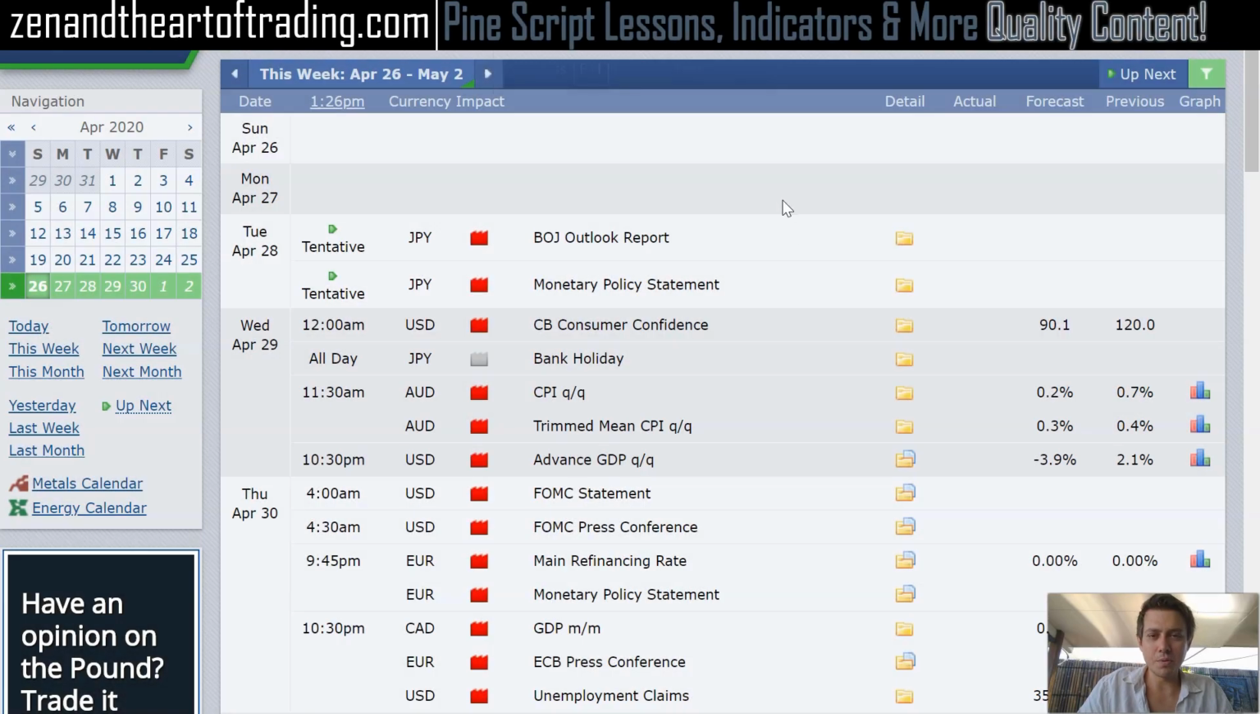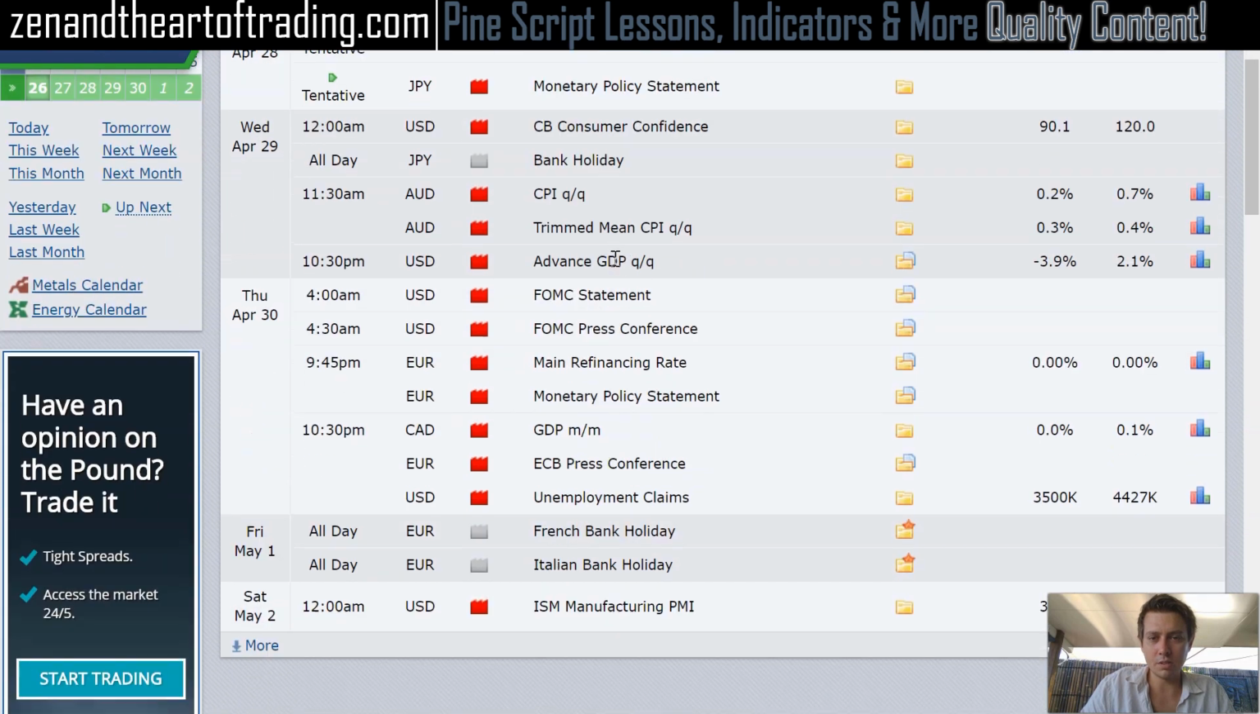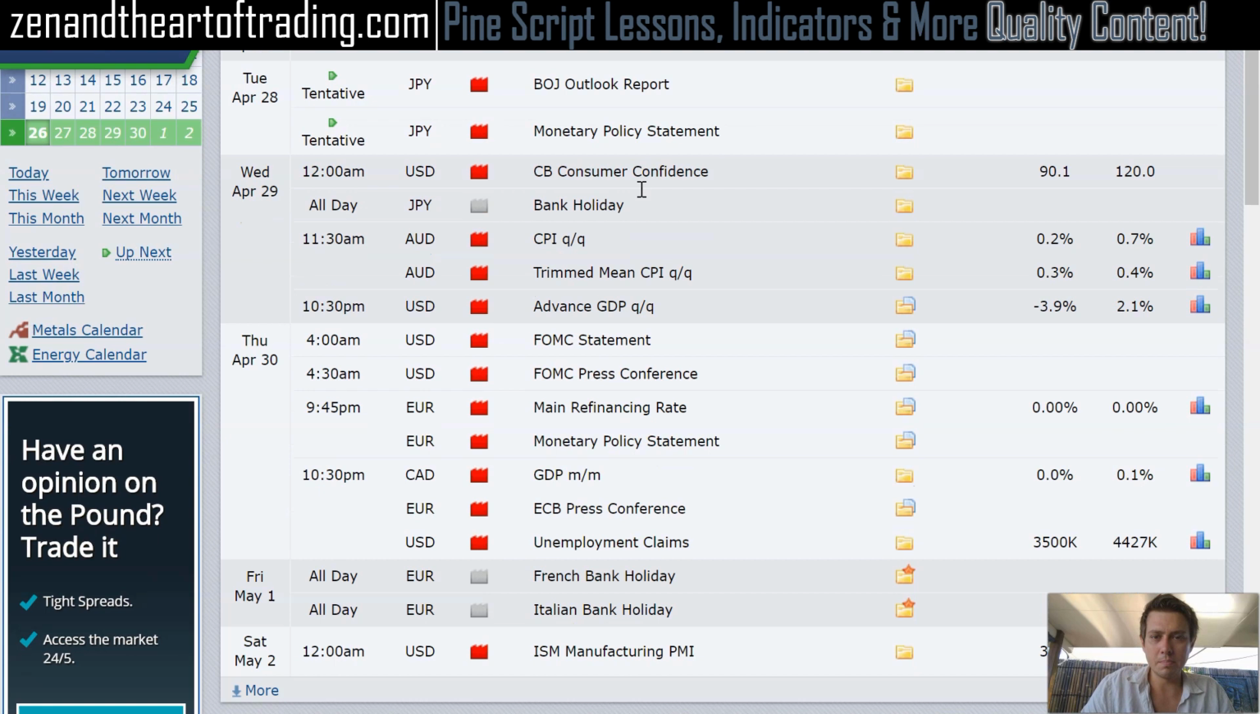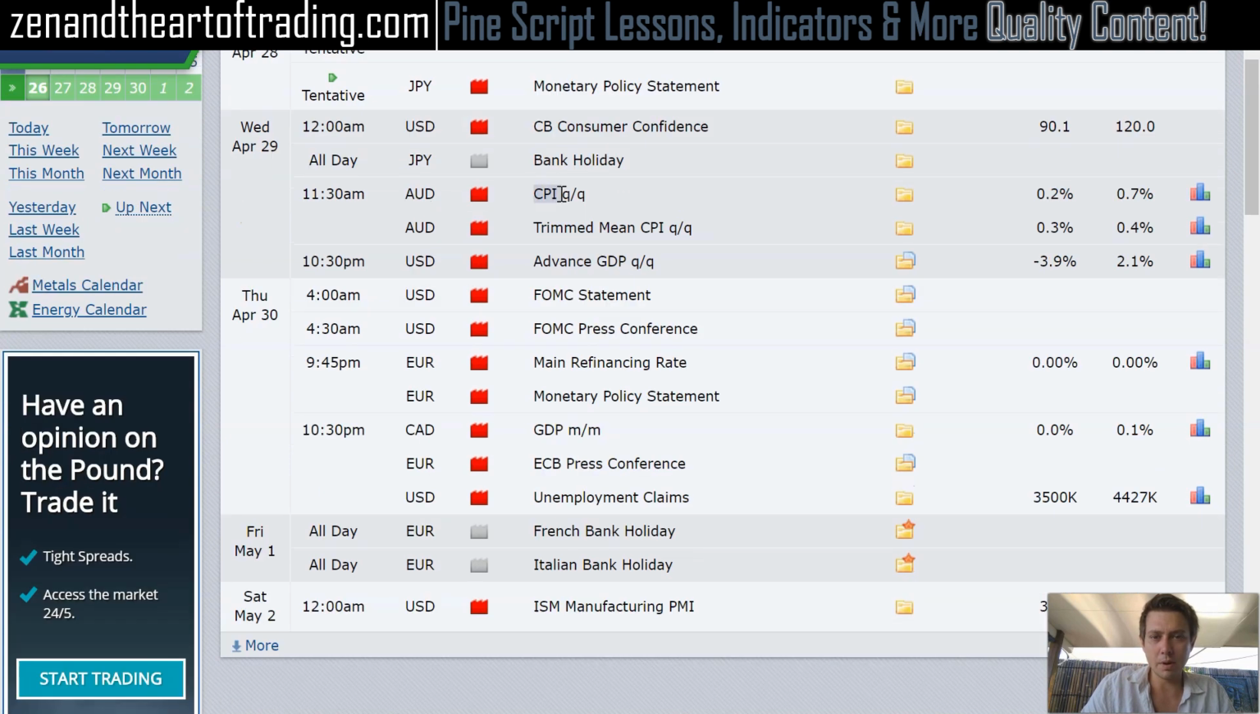So here we are on the Forex calendar, the global economic calendar. We don't have a lot on this week. There's a couple of things that stand out to me. The main ones are core price inflation from the Australian dollar on Wednesday. GDP from the US on Wednesday as well will be interesting. It'll be Wednesday morning for Americans and Wednesday night for me here in Australia.